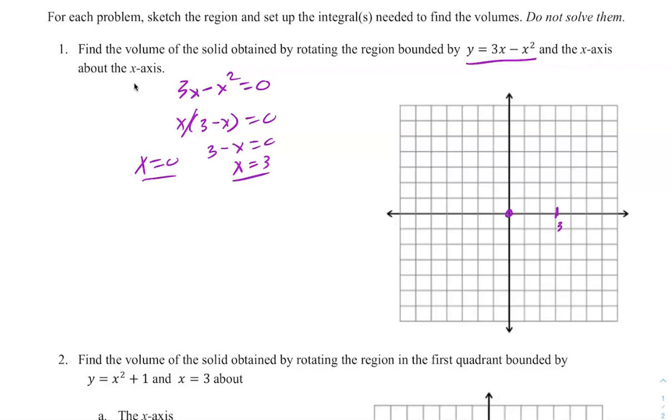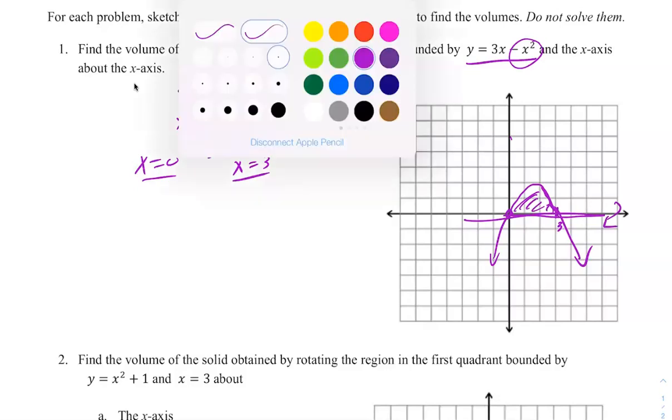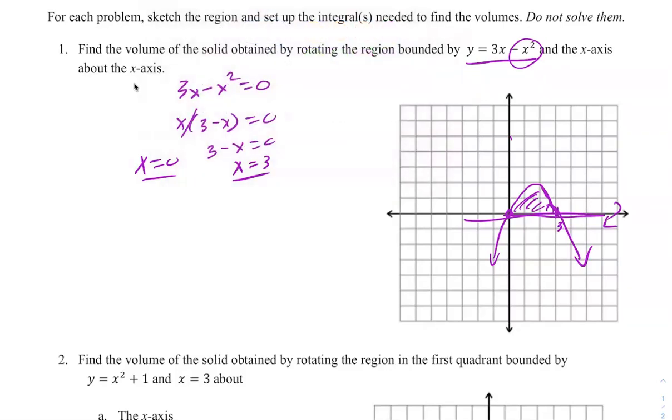Again, it's not a perfect graph, it's a sketch. It's a negative x squared, so I know it's opening down, something to this effect. And then we're also doing the x-axis, and we're going to flip it across there. So this is the disk method. You don't have to write that anywhere, they're never going to ask you that question, but it helps us know the formula, which is pi big R squared dx. And we're going from 0 to 3.